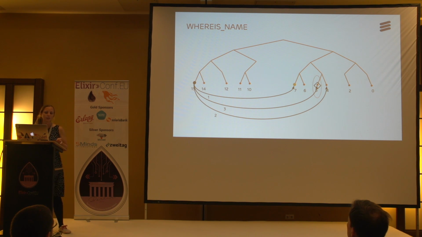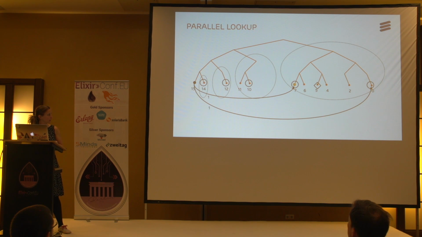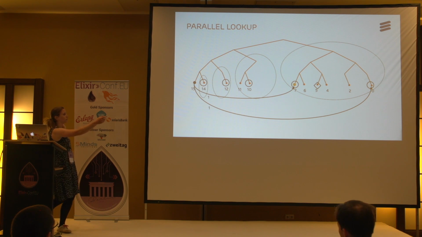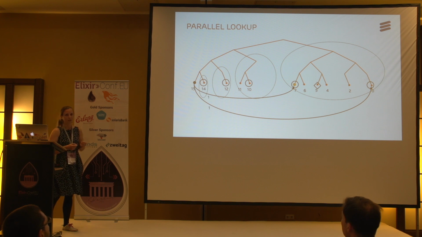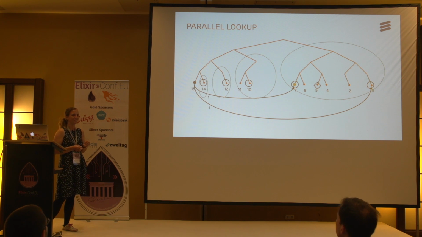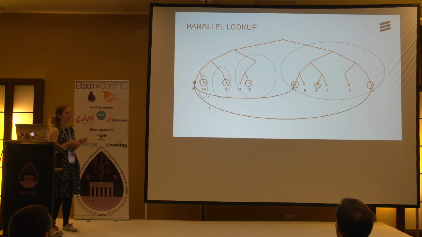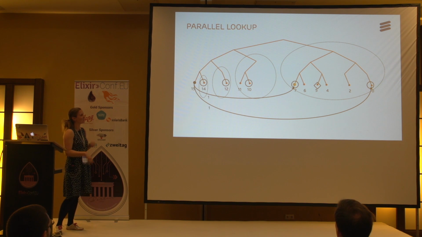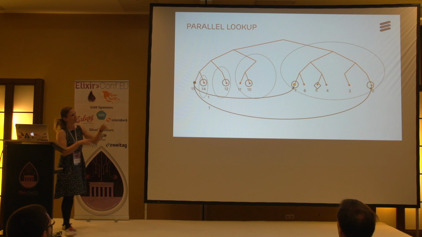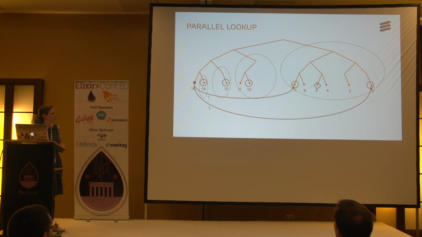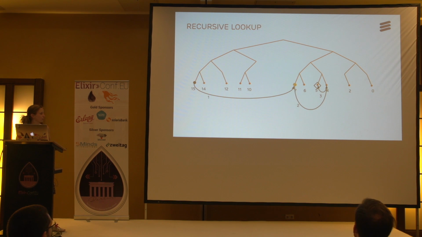This is called an iterative lookup, and it can be done in parallel. So if we go from the beginning, we would send out 2 messages at the same time to the 2 nodes we know to be closest, or even more messages depending on what level of parallelism you want. And then the lookup would continue. I'm not going through all those steps again; you can get the picture.